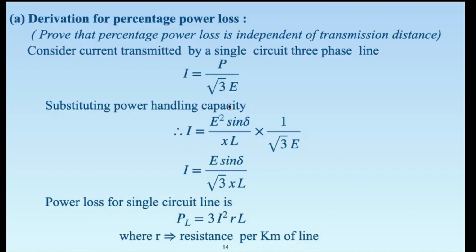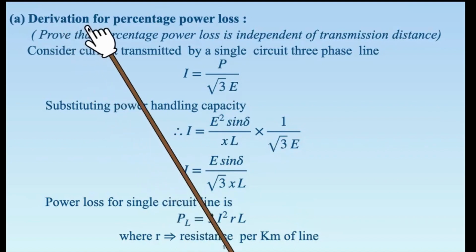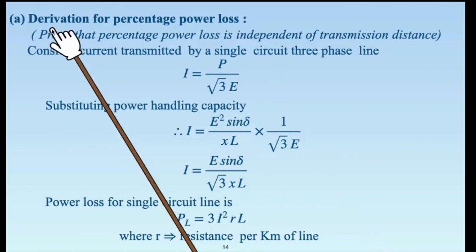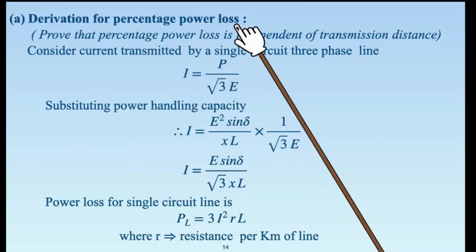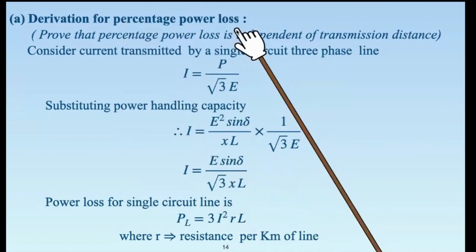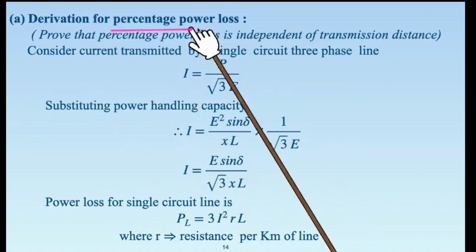And this is a very common question that is asked in the examination. Derivation for the percentage power loss. While we are transmitting the power over long distances at a defined rated voltage and defined power handling capacity, what is the percentage power loss that will take place for that amount of power being handled by the transmission line? When I say percentage power loss, I'm talking about the power loss that takes place across the transmission network alone.